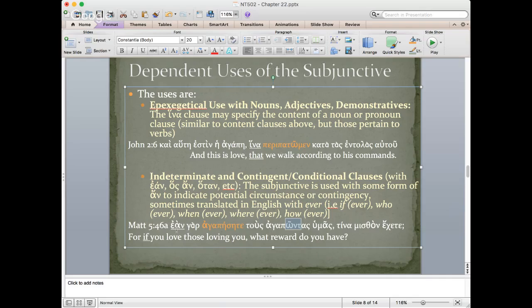So if you love the ones, substantival participle, the one loving you, and then ask the question, what reward do you have? Do you have what as a reward or as your reward? And then you have a question mark here. Does that make sense?